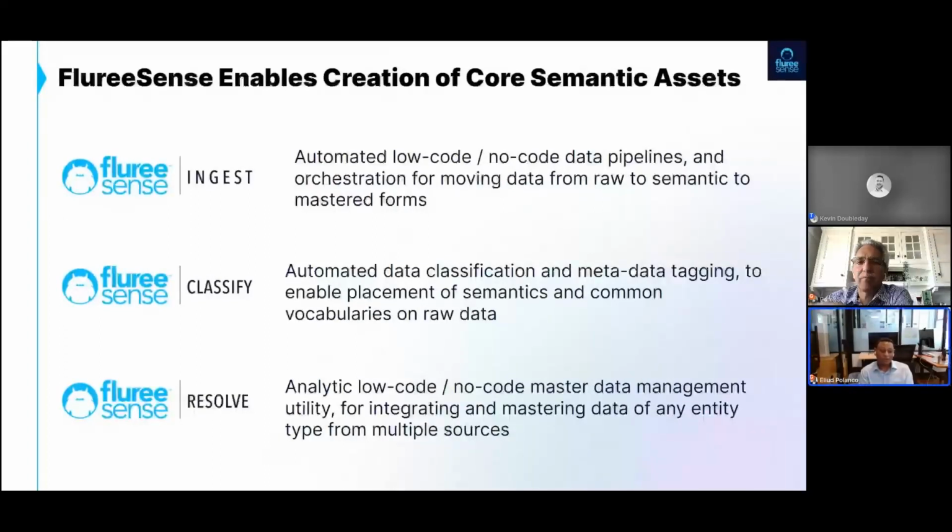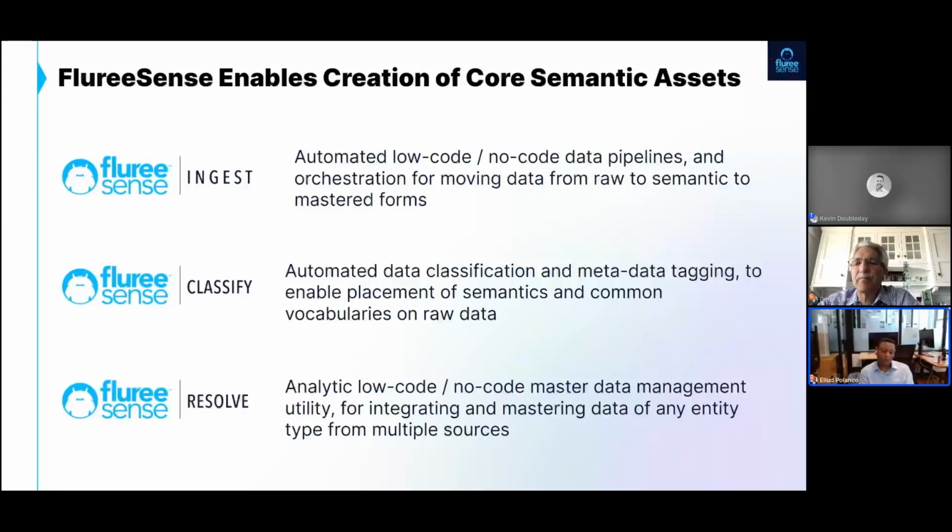Classify is the unique differentiator here. What Classify does is allow you to load your vocabularies, load your dialects, and then use machine learning to go and help me find and figure out how to tag the original legacy data, or the raw data, with the correct terminology. We'll show a couple of screenshots to provide a better picture of how that works and what that looks like.